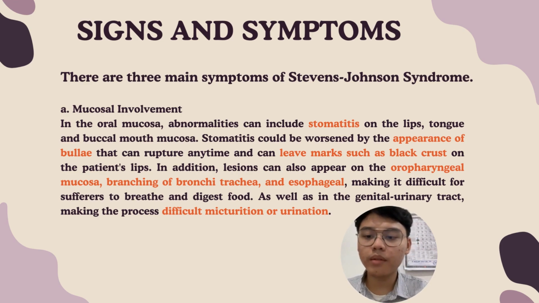Stomatitis could be worsened by the appearance of bulla that can rupture anytime and can leave marks such as black crust on the patient's lips. In addition, lesions can also appear on the oropharyngeal mucosa, bronchotrachea, and esophagus, making it difficult for sufferers to breathe and digest food, as well as in the genitourinary tract, making the process of micturition or urination difficult.